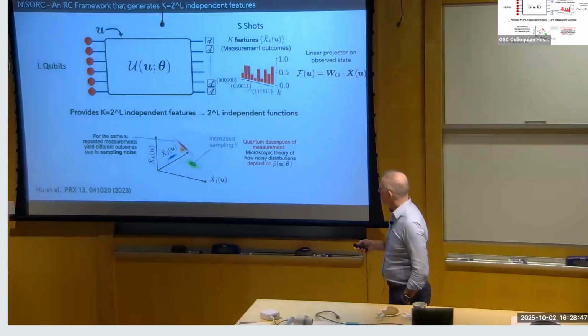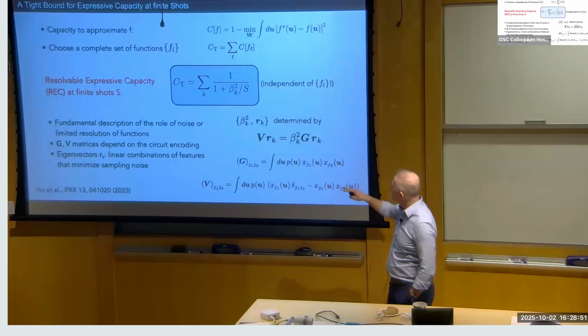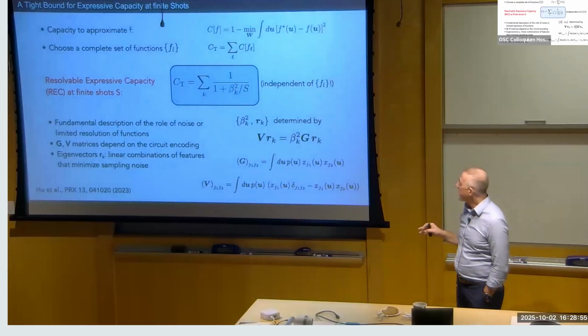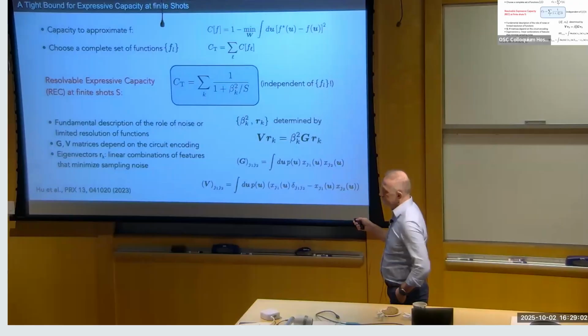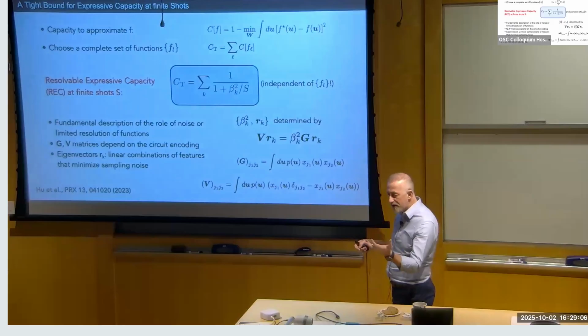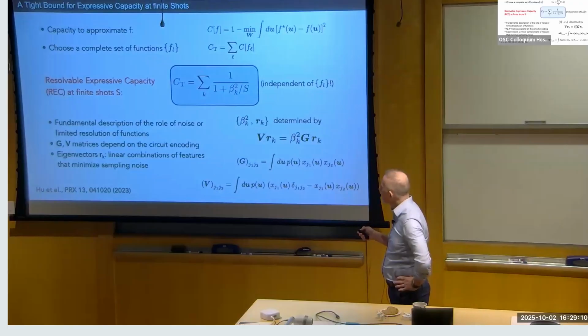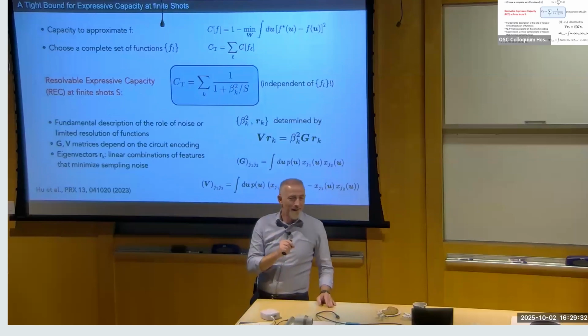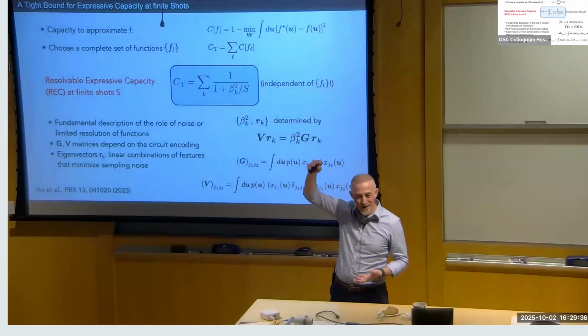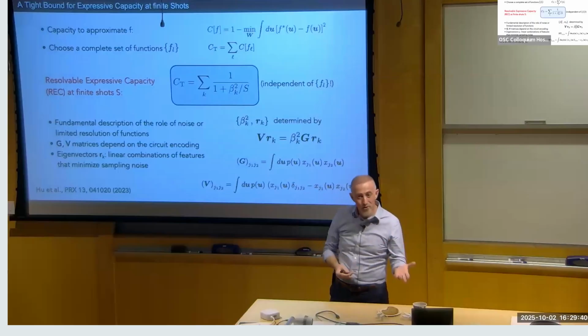Okay, and here's one of the technical results in this paper. The main result is really an expression for the total capacity of a quantum system with L qubits. Let me remind you that total capacity is: you pick an infinite set of functions that live in the input domain U, and you sum over the capacities and you get the total capacity. It turns out this total capacity has an expression that is independent of what function set you choose to get that number. So it's a canonical quantity.